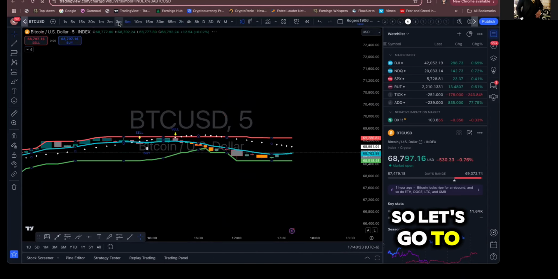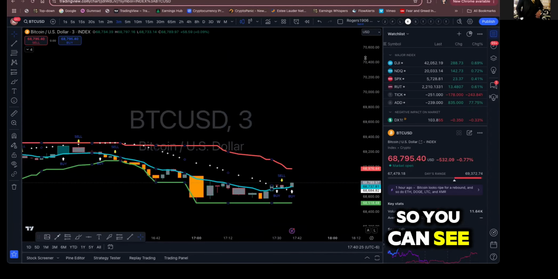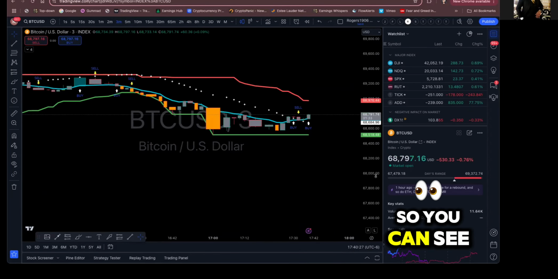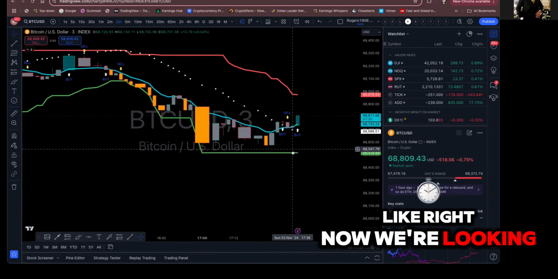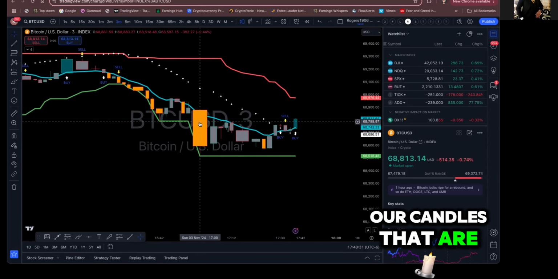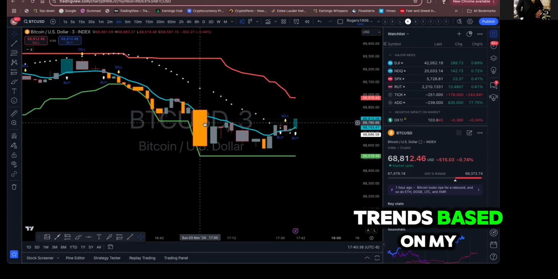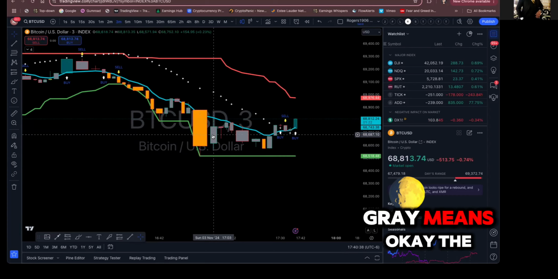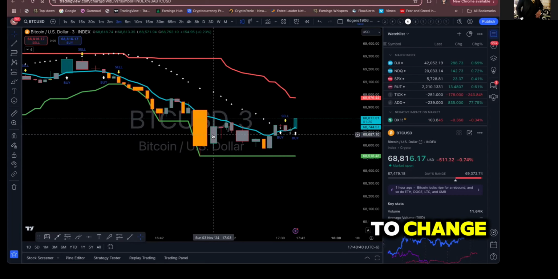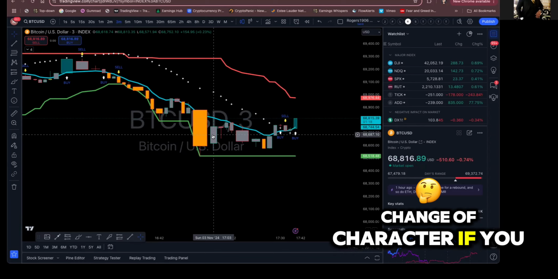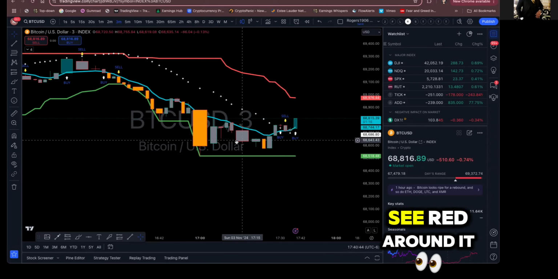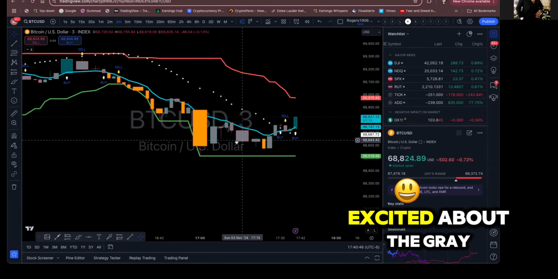So let's go to, let's say, a 3-minute chart so you can see it live and in motion here. Right now, we're looking at Bitcoin. Our candles that are orange with the red box around them, those are guaranteed downtrends based on my settings, right? Gray means the price is getting ready to change. This candle is a change of character, if you will. Even if we see red around it, we can't get too excited about the gray.